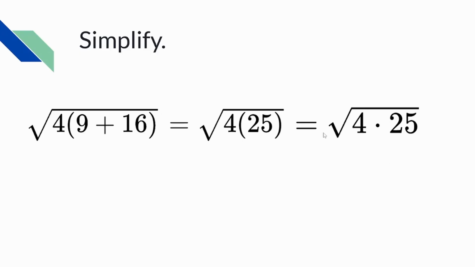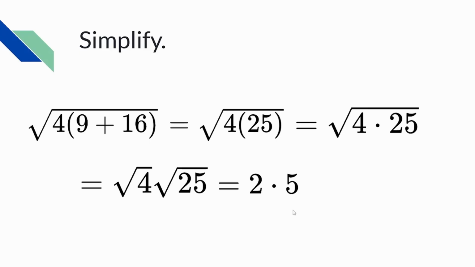And there's a rule that says that I can break that up into 2 different radicals. So that's exactly what I'm going to do. And 4 and 25 are actually both perfect squares, so these clean up really nicely. This gives us 2 times 5. The square root of 4 is 2, and the square root of 25 is 5. So 2 times 5 equals 10. So our final answer is 10.